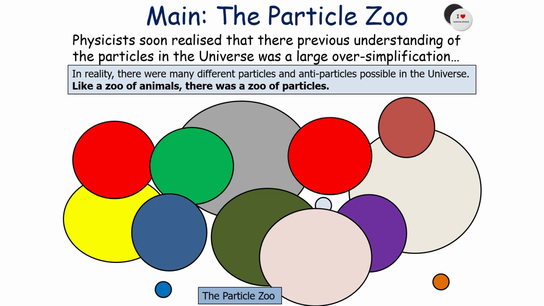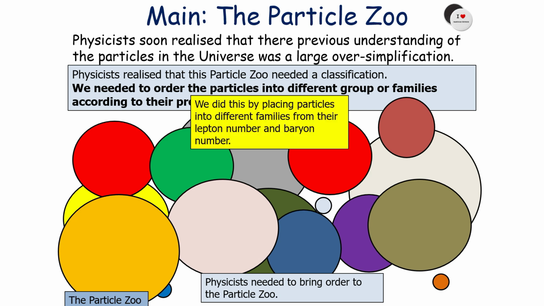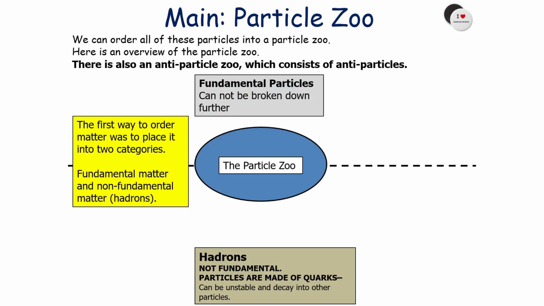So in reality there are many different particles and antiparticles possible in the universe. So like a zoo of animals, there is a zoo of particles. So we need to order the particles into different groups or families according to their properties. And we did this by placing particles into different families from their lepton and baryon numbers. So here's an overview of what we call the particle zoo.